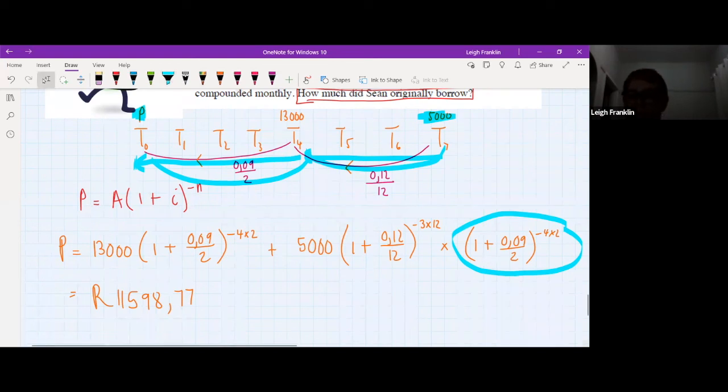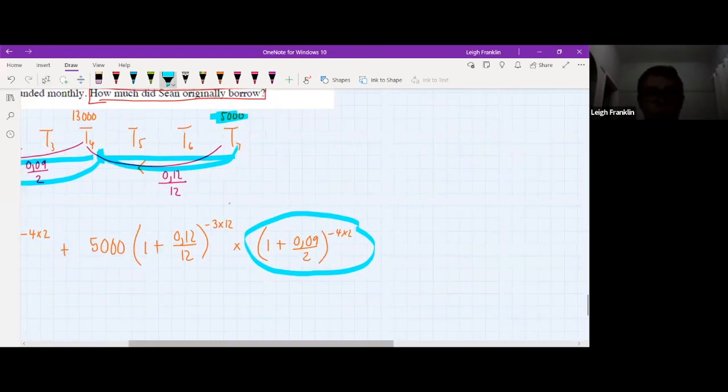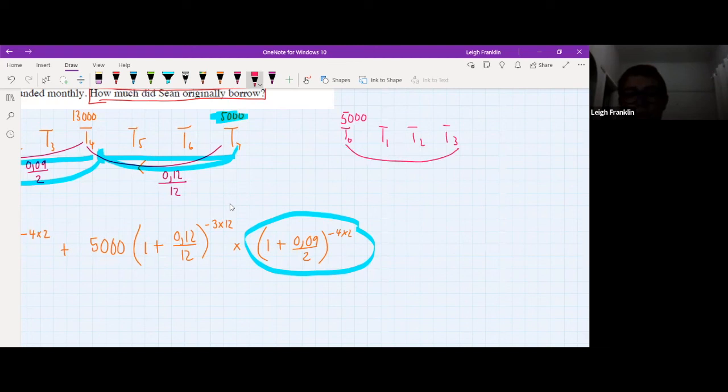So look at it like this, in the reverse. Maybe this is what I can explain to you in the last few minutes. If we wanted to work forwards in this problem, look at it this way. He borrows 5,000 Rand at T0. Three years later, T1, 2, 3. For the first 3 years, the interest rate is 0.12 over 12. For T4, T5, T6, T7, the interest rate is 0.09 over 2.